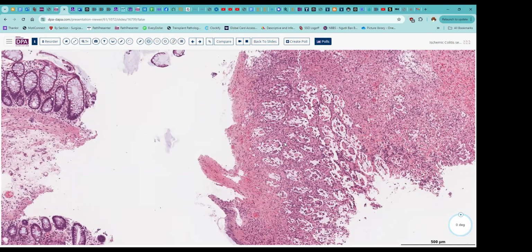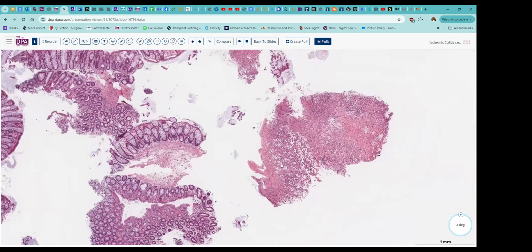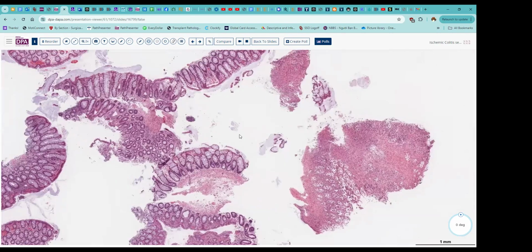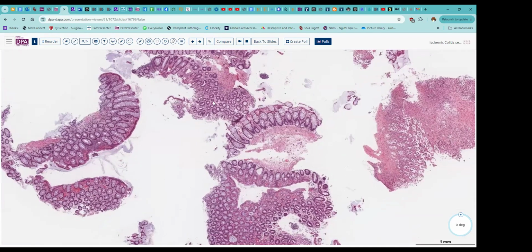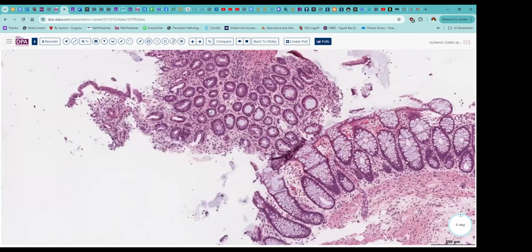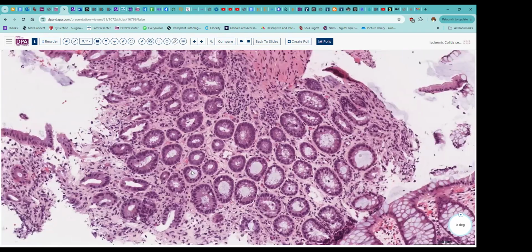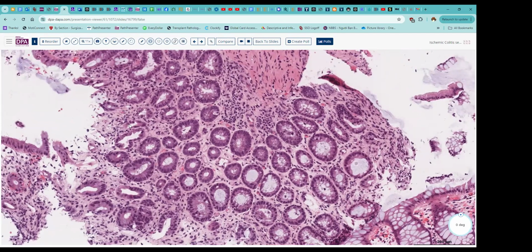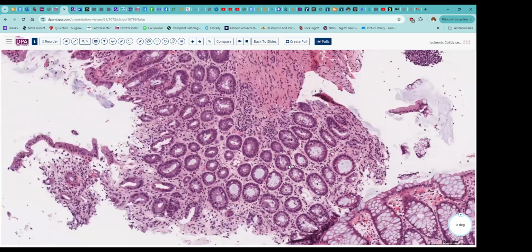W-I-T-H-E-R-I-N-G, meaning they're shrinking, they're getting smaller sort of appearance, and it's pretty much full thickness. Now, ischemic colitis can also give you that appearance of withering glands and necrotic appearing. Here's an area where we're beginning to get that sort of change, where you see the glands beginning to shrink down, getting smaller, normal-sized glands here, smaller, withered glands here in this area, and the beginnings of this hypersecretory change.